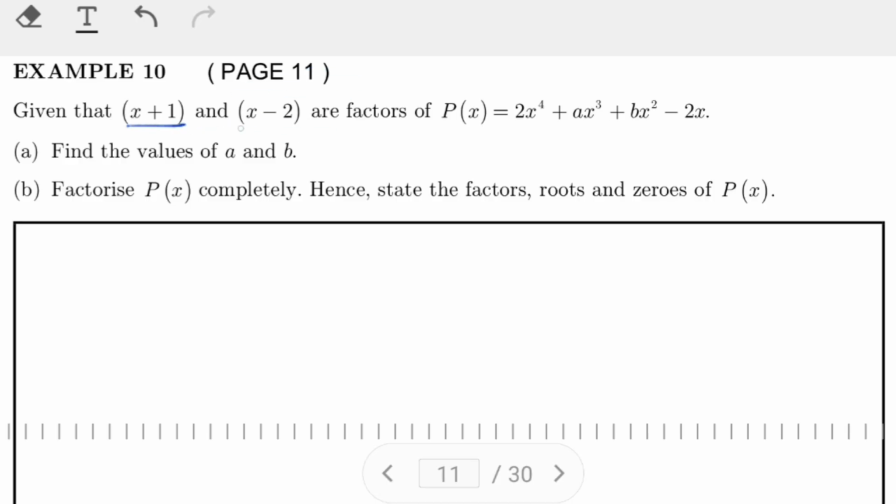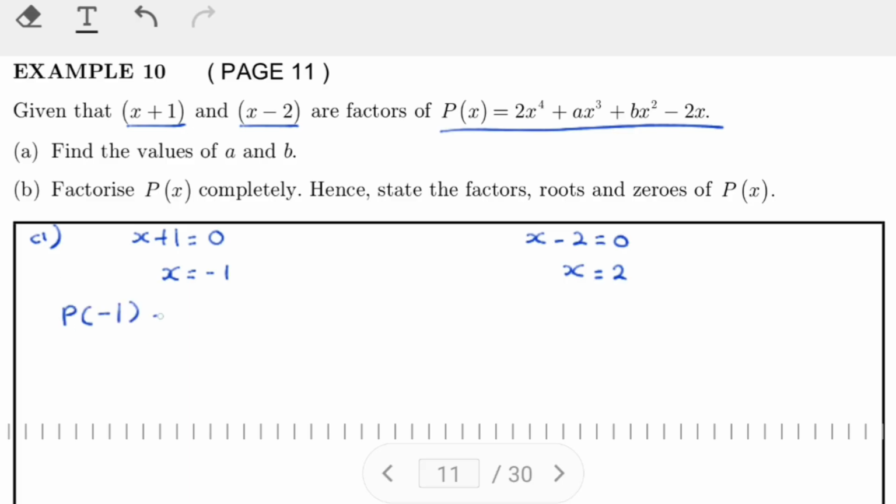Given that x plus 1 and x minus 2 are factors of px, for the first part, we have to find the values of a and b. First, let x plus 1 equal 0, so x equals negative 1. And let x minus 2 equal 0, so x equals 2. Since x plus 1 and x minus 2 are factors of px, according to the factor theorem, when we substitute x equals negative 1 and x equals 2 into the polynomial, we'll get a zero remainder. So this can also be written as p of negative 1 equals 0.